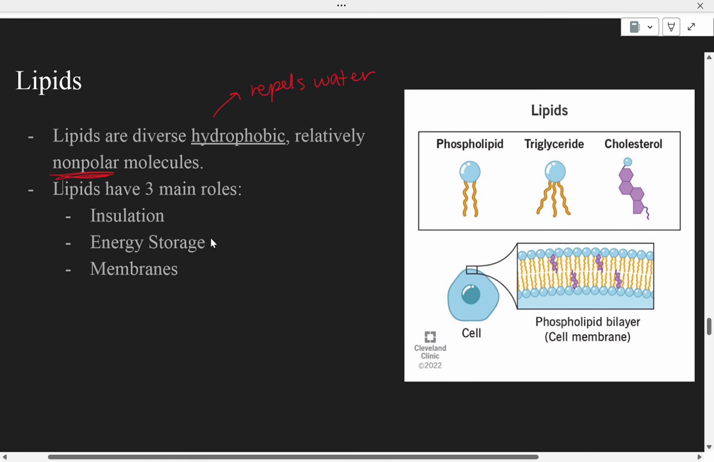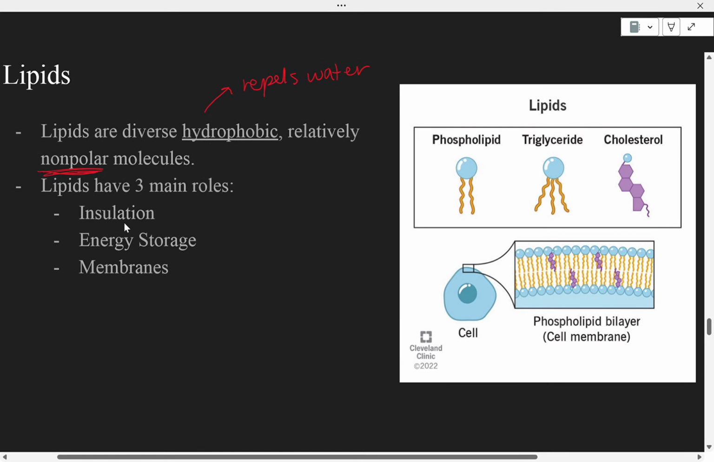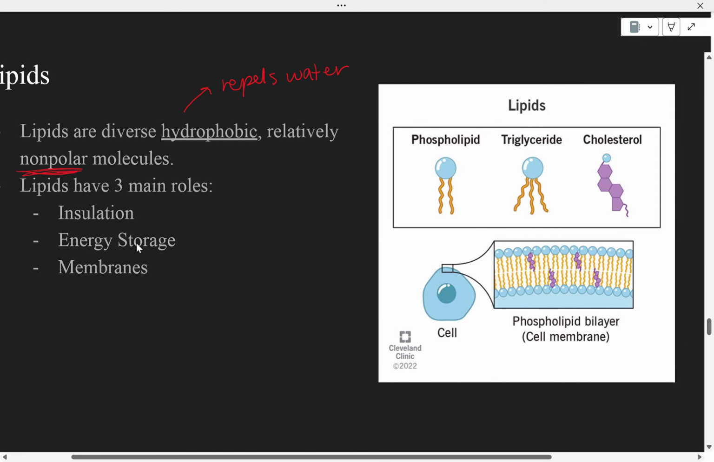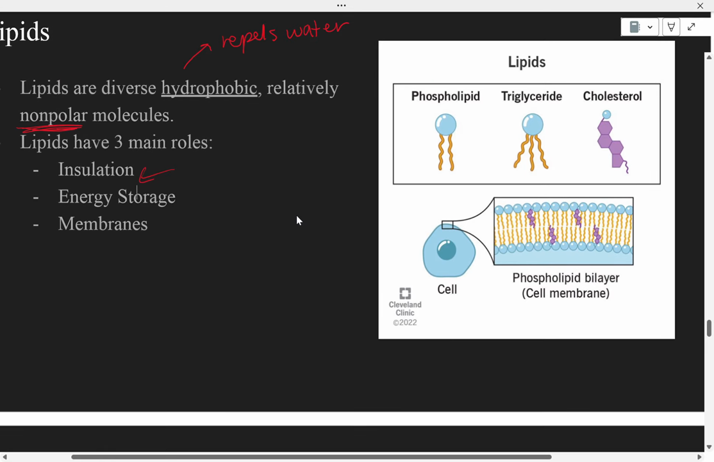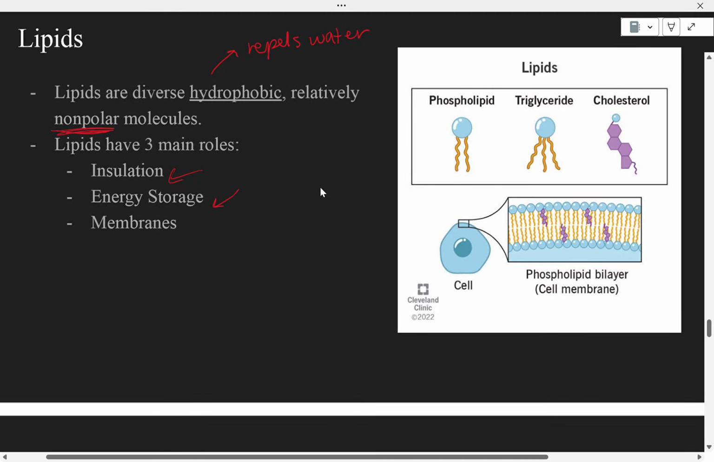All right, so lipids have 3 main roles. We have insulation, energy storage, and building up membranes. Insulation is for like walruses, because they have a lot of blubber to keep them warm when they're in cold conditions. Energy storage is like the bears getting a lot of food in so that they can hibernate and not have to eat during the winter.